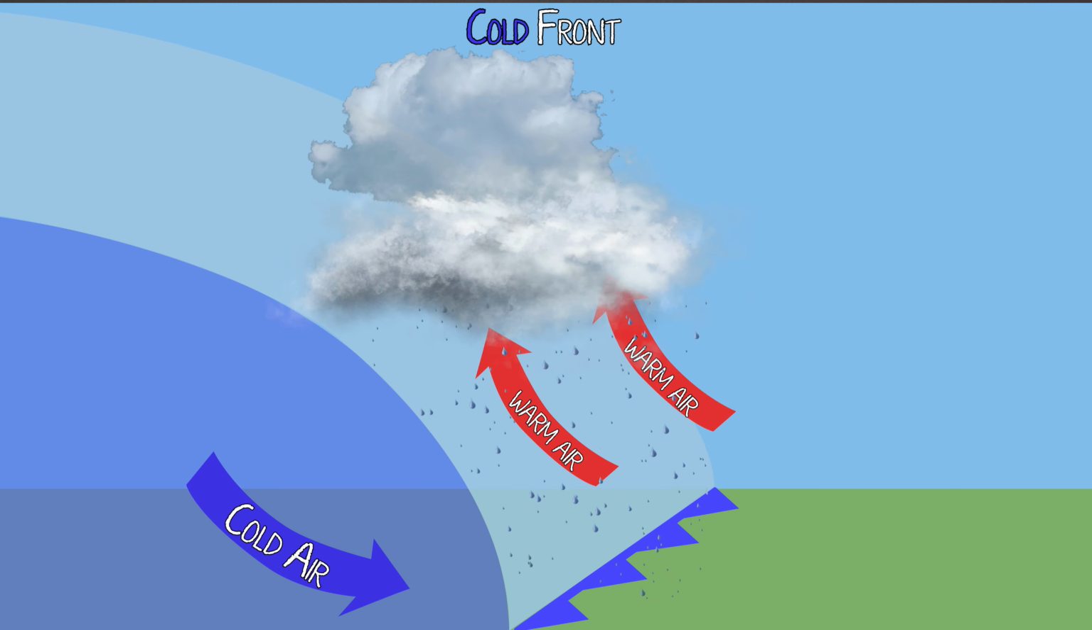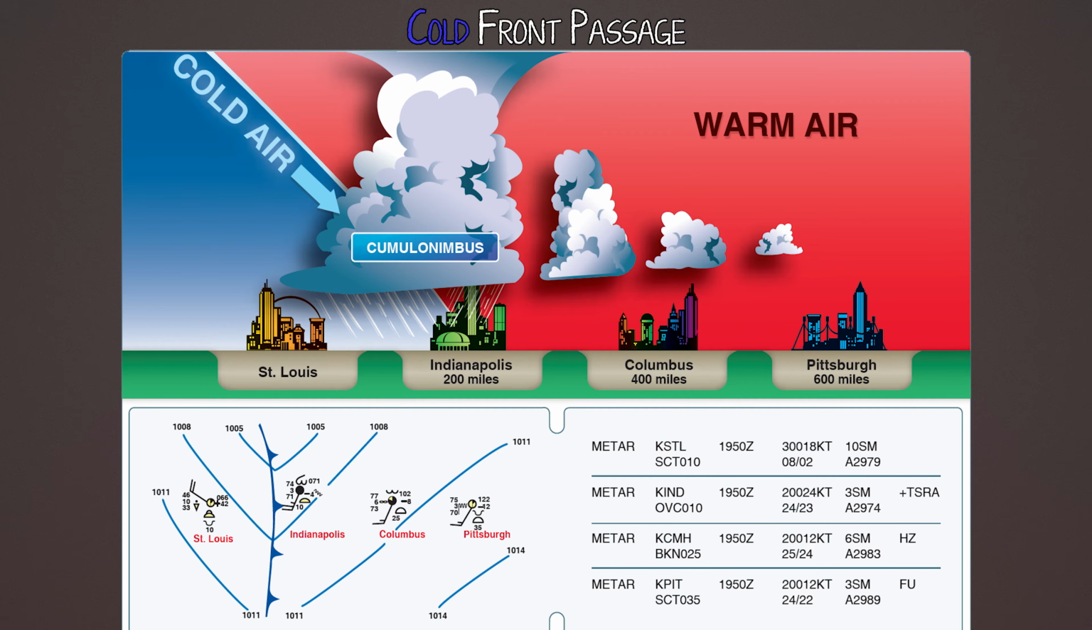I'll keep this portion brief, but I would recommend reading up on frontal passages and the type of weather effects that they have. The graphics here show the extent of weather and what you can look for. Before a cold front passes, you can expect to see increasing cumulus clouds. The temperature is warm and visibility is good to slightly hazy with light precipitation possible.